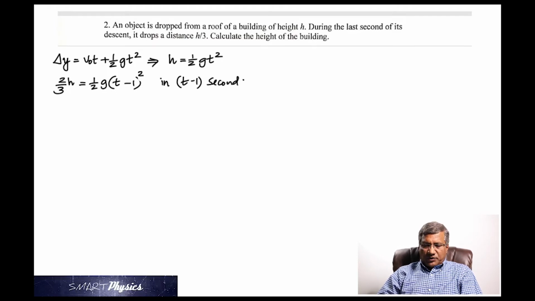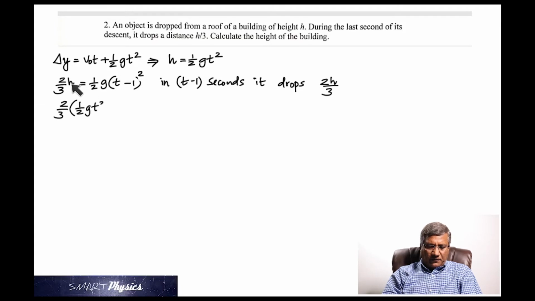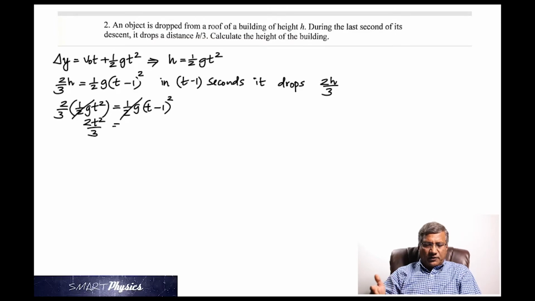So now we have the two equations and we can substitute one into the other. We can take h is equal to 1/2 gt squared and substitute it here, which is what I'm doing now. And then you see that on the right side, you just leave it as 1/2 g (t minus 1) whole squared. And then you simplify by cancelling out 1/2 g from both sides. So you have 2t squared by 3 is equal to (t minus 1) whole squared. And so there's only t in that equation.